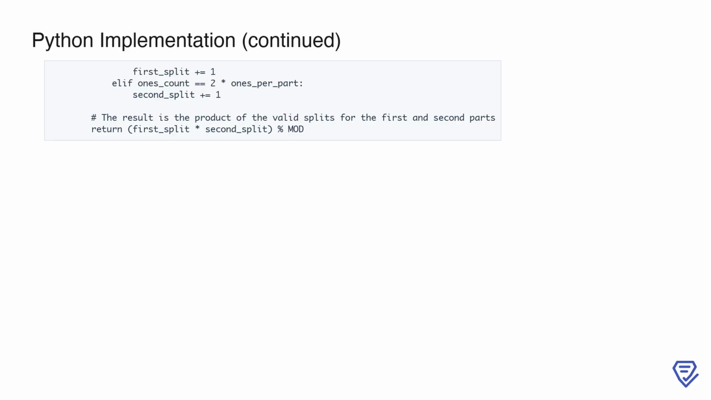By counting these valid split points for both the first and second parts, we can calculate the total number of ways to split the string into 3 equal parts. Finally, the result is obtained by multiplying the counts of first_split and second_split, giving us the total combinations of valid splits for the string. Since the result could be a very large number, we return it modulo mod to ensure it fits within the constraints. This completes the implementation, and the method now efficiently calculates the number of ways to split the string into 3 equal parts based on the number of ones.